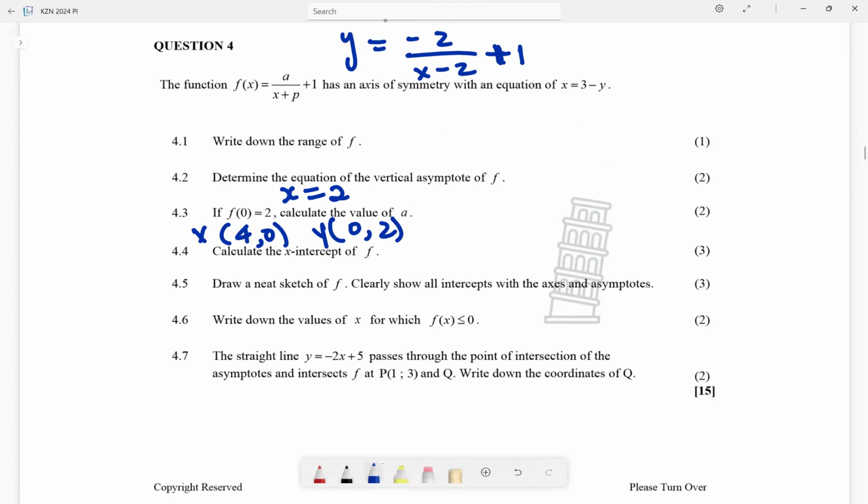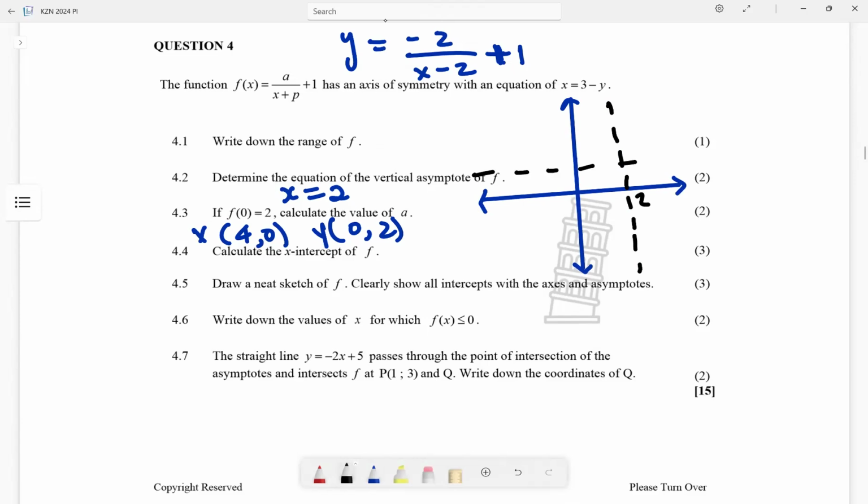Okay, this is good. I have an asymptote at 2, right? Let me say here it is 2. And an asymptote at positive 1. Let me say here it is positive 1. Then now remember, if the value of a is less than 0, I'll be drawing on quadrants 1, 2, and 4.